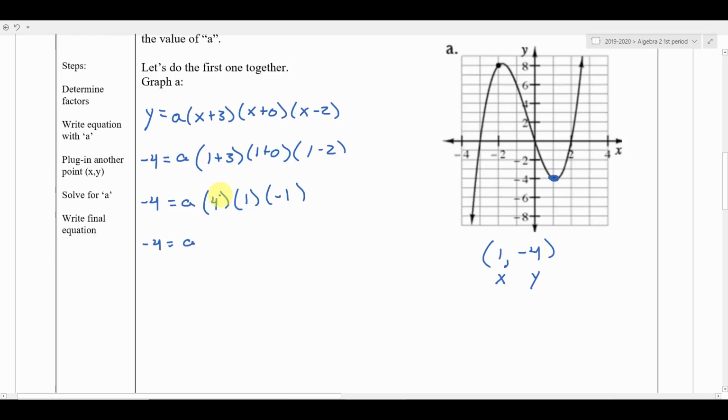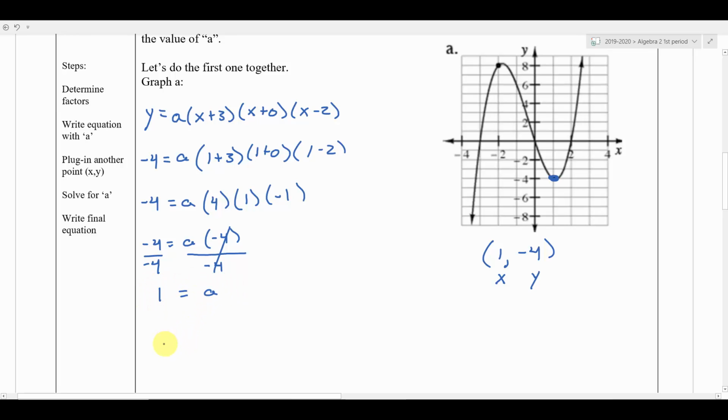There we go. All right, so 4 times 1 times -1, that's going to give me a -4 when I multiply all of those together. All right, so the last step here to get a by itself is to divide by -4 on both sides. That way these guys cancel. A is by itself, and then I just do this over here. -4 divided by -4 is a +1. So now I know what my leading coefficient is.